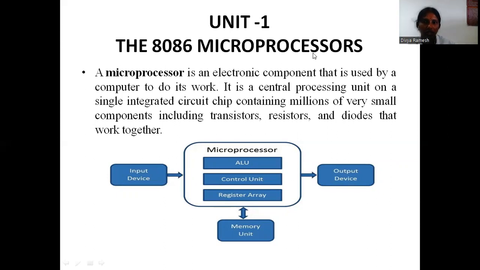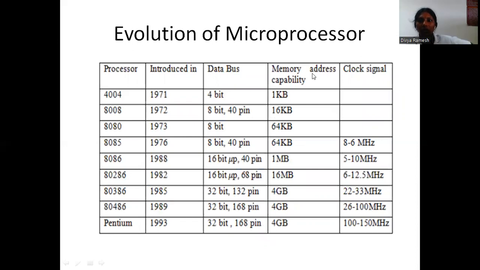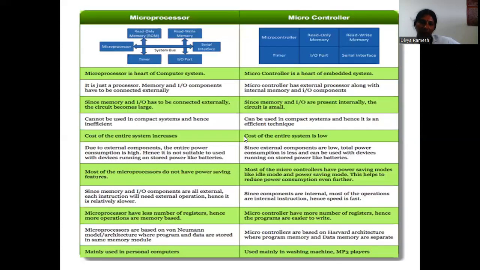Next is the evolution of the microprocessor. The microprocessor started initially with the 4004 processor, and till date it has developed into many versions. It was introduced in 1971, and later, till 2020, they have developed new versions of processors. Itanium and various other advanced processors are there.